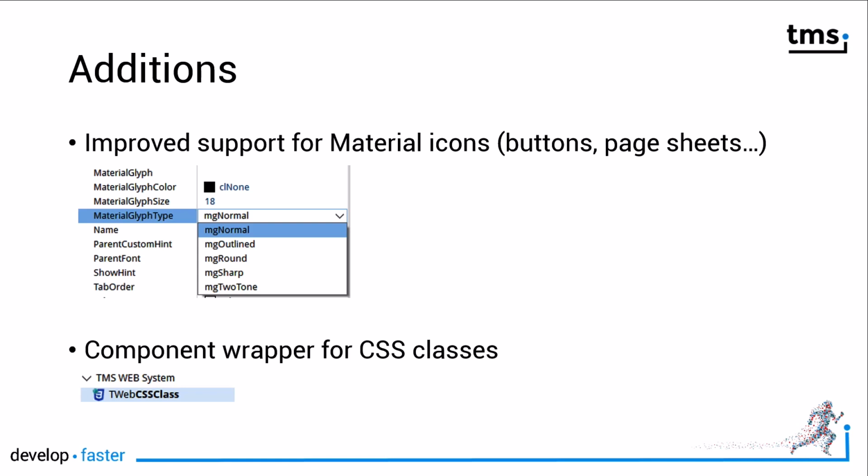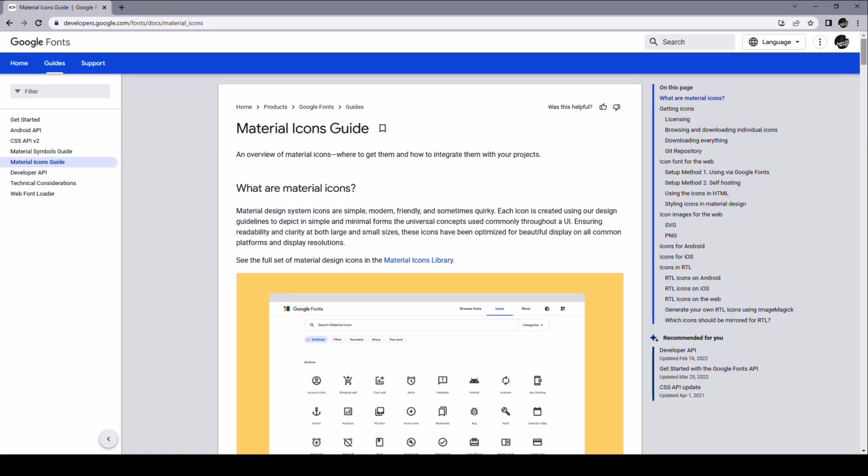The second addition we'll look at is a component wrapper for CSS classes. The bridge between the web and controls on your form is much tighter because of this. You just drop a TWebCSSClass component on the form and all its properties reflect properties of a CSS class. This makes designing CSS much easier when getting started with the web, because the control slowly guides you to the new terminology.